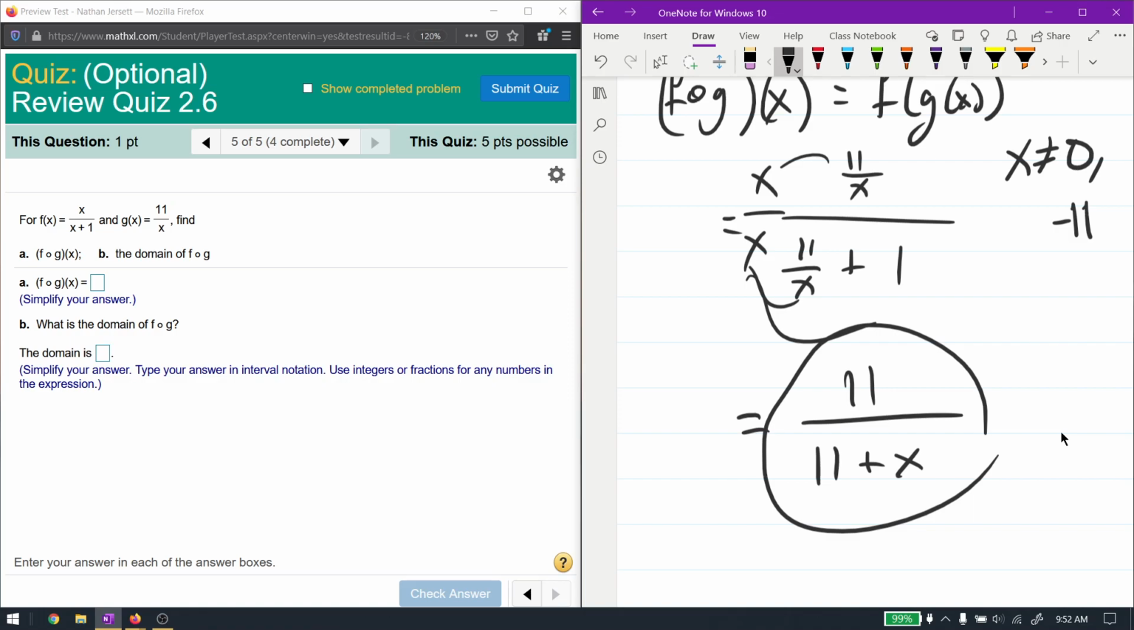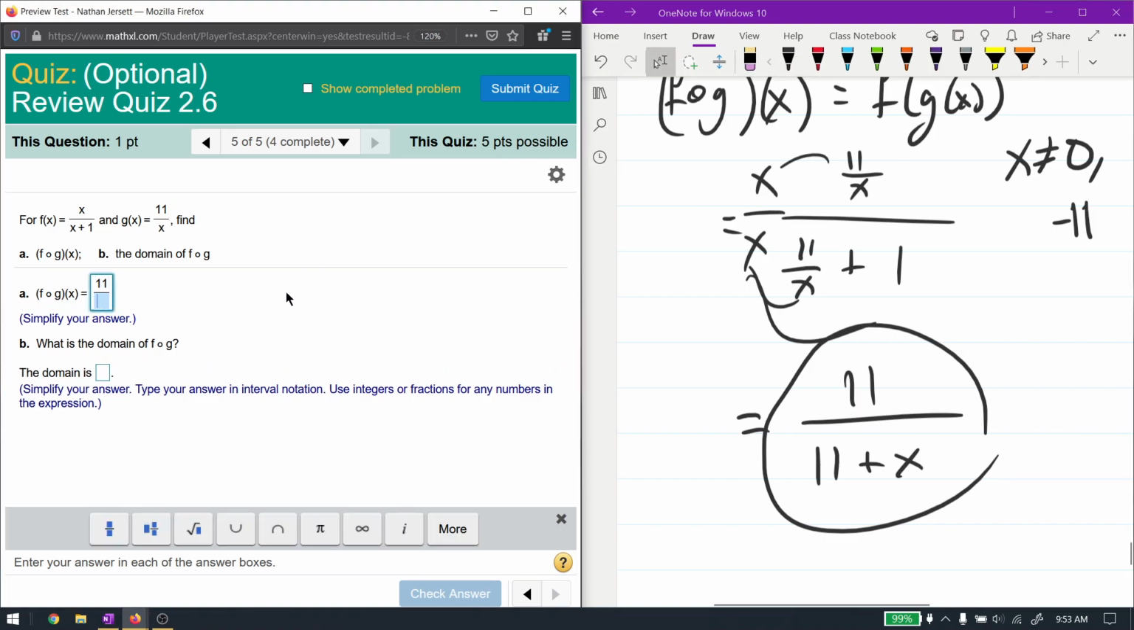And there's nothing else we can do here, so this is the simplest form we can get. There's no factoring. They're both linear terms. There's no common factors that we can cancel out. You cannot cancel out the 11s, because in the denominator we have an addition that kind of locks it in. So the 11 can't be reduced. This is the best we can do. 11 over 11 plus x.